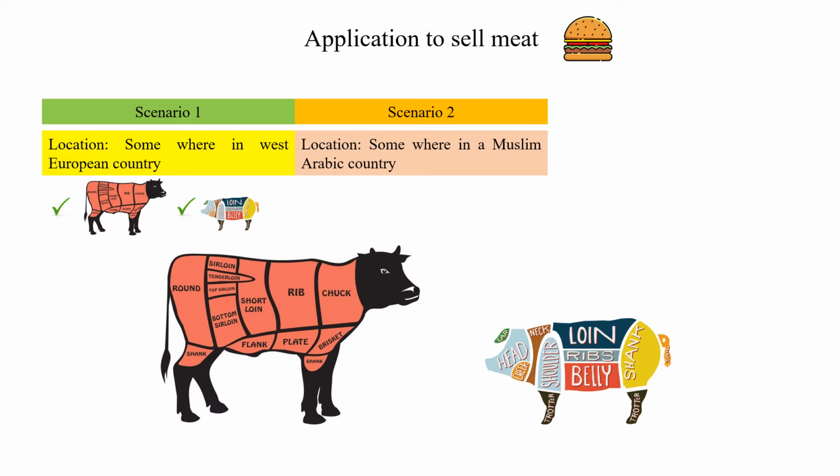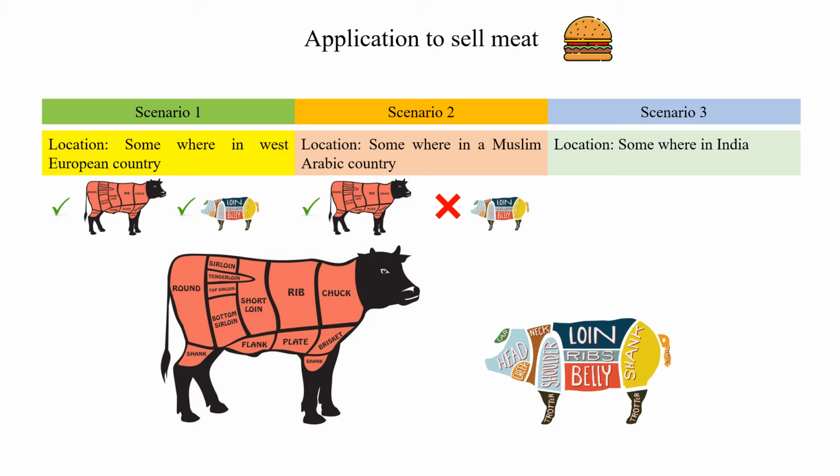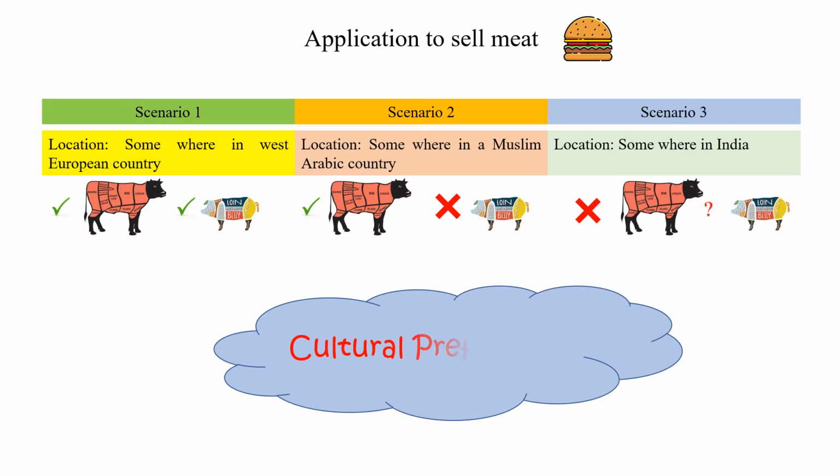In the second scenario, the location is somewhere in a Muslim Arabic country. And we know that according to religious beliefs, using pork is prohibited. So the cow icon will be suitable for our application. In scenario 3, the location is somewhere in India, and we know that according to Indian belief, a cow icon is not a good choice. However, choosing a pig, I do not know. So we should be aware of cultural preferences to have a successful product.